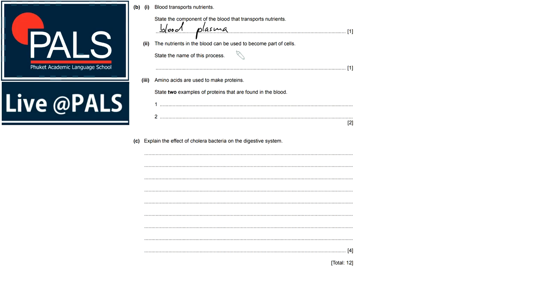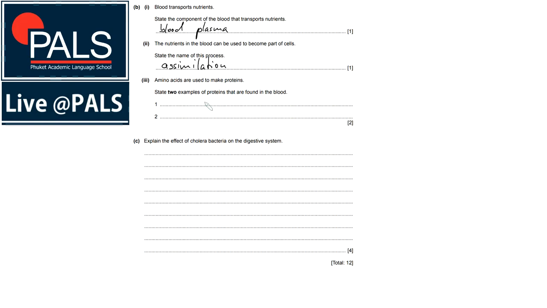The nutrients in the blood can be used to become part of cells. State the name of this process. Now, this is a vocabulary question. You need to know this term. It's called assimilation, which means to become part of, to make part of.